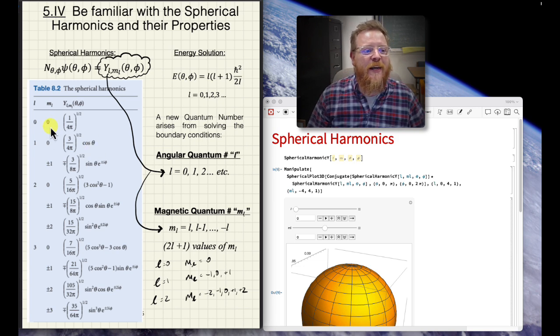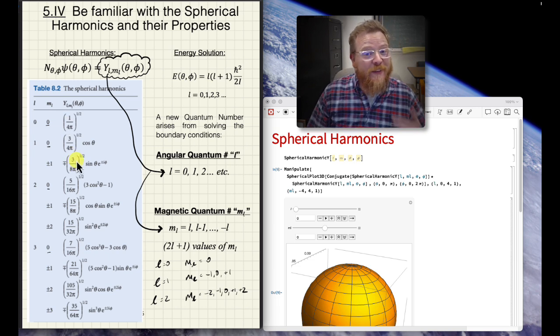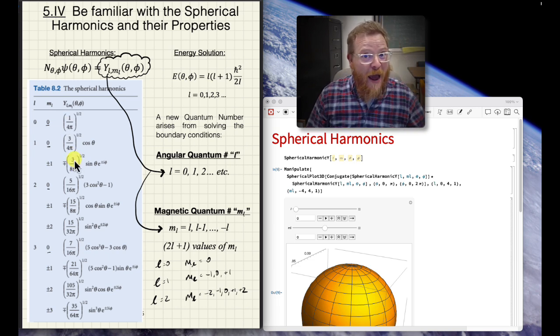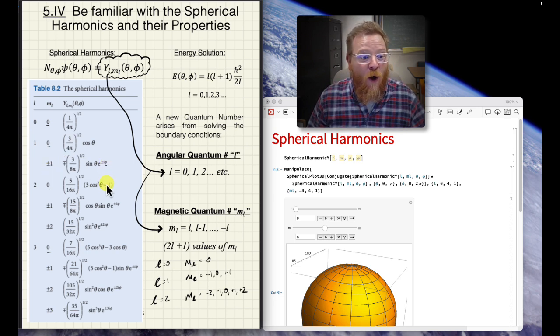If you look at this, take a look at all the ML equals 0 values. And you'll notice here for all of the ML equals 0 values, there are no dependencies on phi. So that's rather interesting. We're going to come back to that in the coming videos. And so now when we notice on the non-zero values of ML, we start to see dependencies on phi.